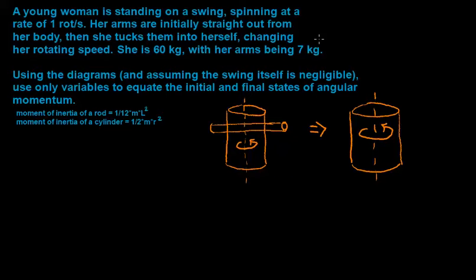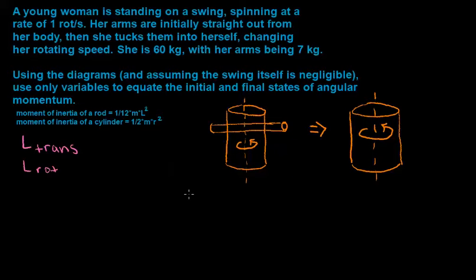And then we have this first part that is asking, using the diagrams and assuming that the swing is negligible, use only variables to equate the initial and final states of angular momentum. So when we think about angular momentum, we have two types that we focus on. We focus on the translational angular momentum, and we focus on the rotational angular momentum.